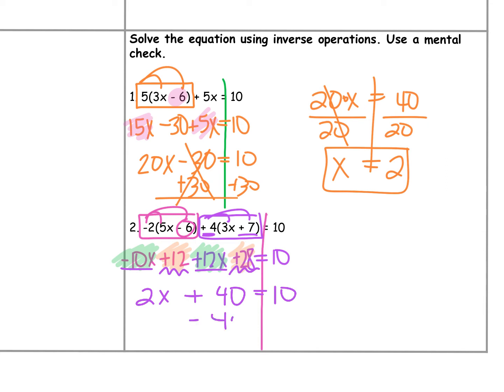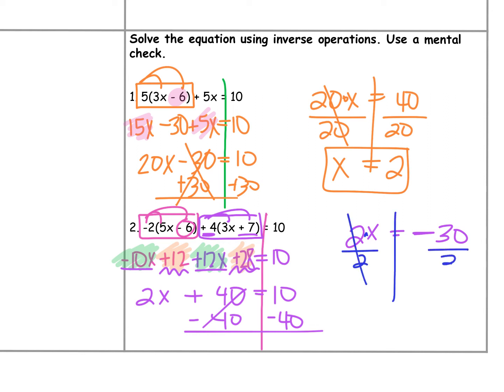Then I'm going to subtract the 40 because we undo adding or subtracting next. I'm going to continue my problem over here. 2x equals negative this time. 10 minus 40 is negative 30. I know my 2 and my x are being multiplied. Undo that using division. Keep it balanced. X is negative 15.